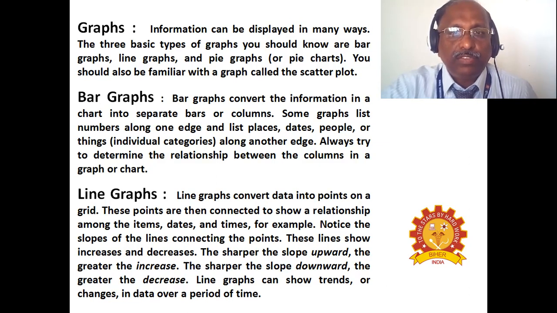Line graphs convert data into points on a grid. These points are then connected to show a relationship among the items, dates, and times. For example, notice the slopes of the lines connecting the points. These lines show increases and decreases. The sharper the slope upward, the greater the increase. The sharper the slope downward, the greater the decrease. Line graphs can show trends or changes in the data over a period.